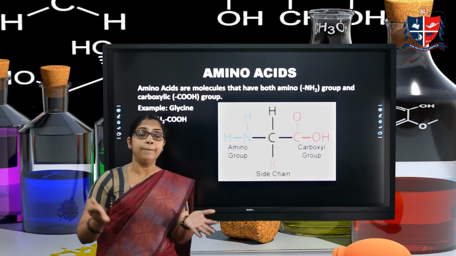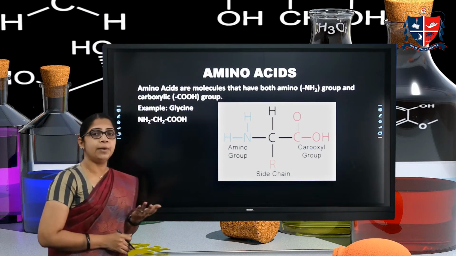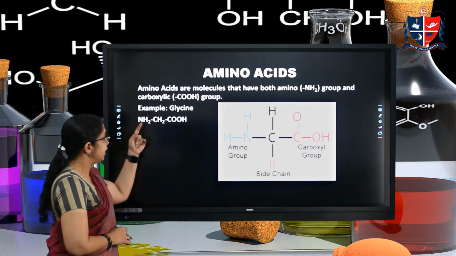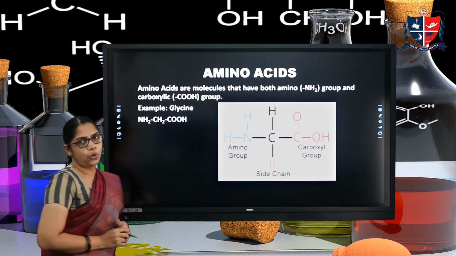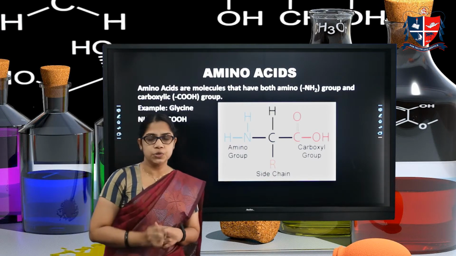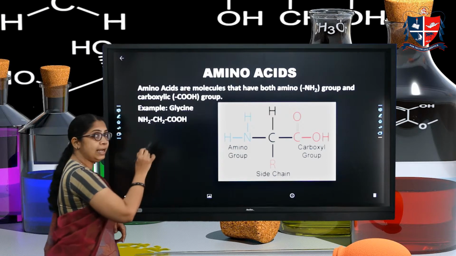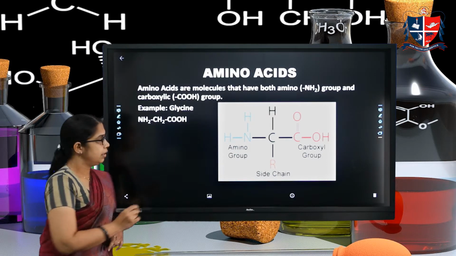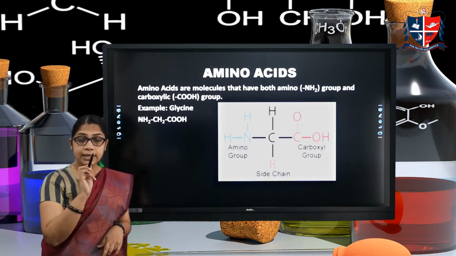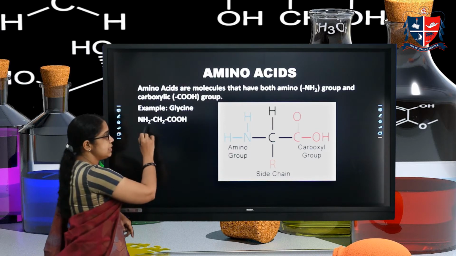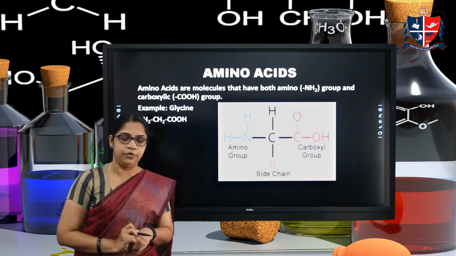There are a number of amino acids. One fundamental example of an amino acid is glycine. Glycine is NH2, CH2, COOH. Here you can see this is an optically inactive amino acid because this carbon is an achiral carbon. It contains two hydrogen atoms. So this is an achiral carbon and this amino acid is optically inactive.